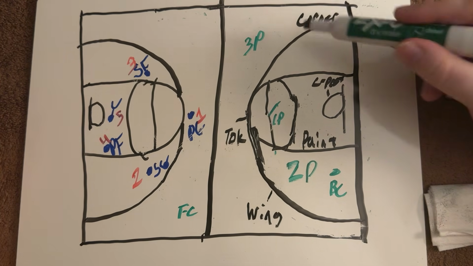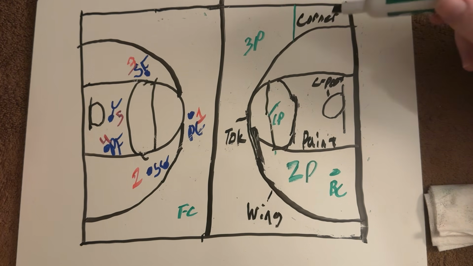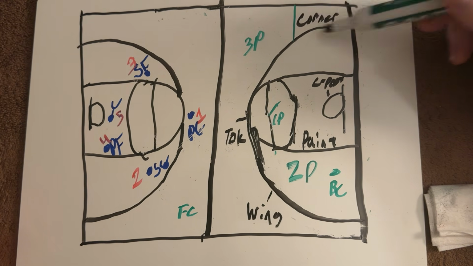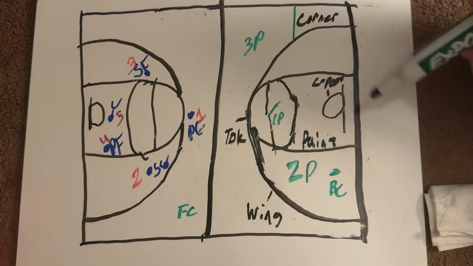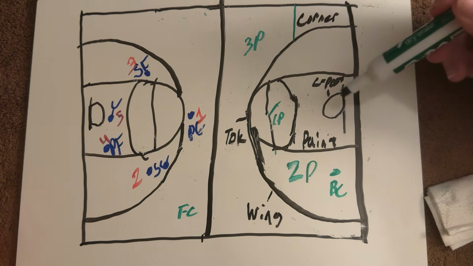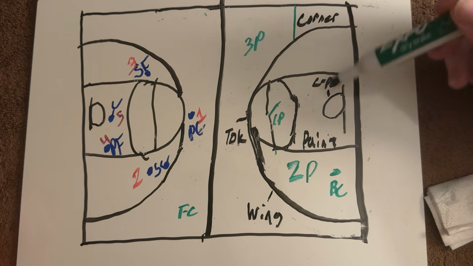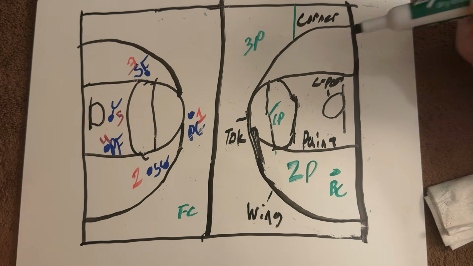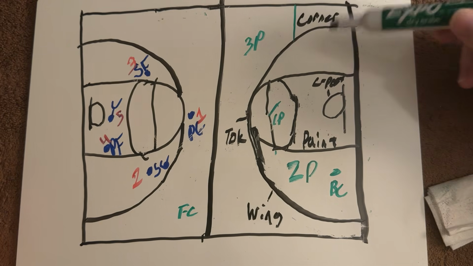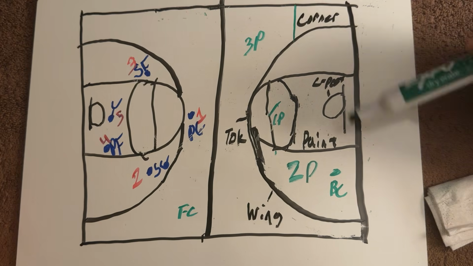Up here, this little rectangle area is the corner. Whenever you hear someone say a corner 3, that means they're shooting from this spot here. Obviously there's a corner on both sides. This right here is the corner post on the inside here. It works essentially the same. The side of the basket is basically the corner. So from this line here to the basket, that's the corner.